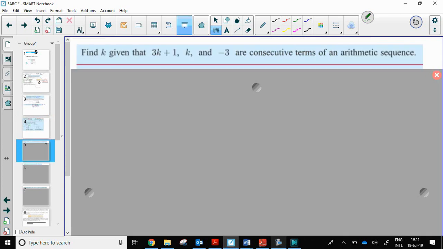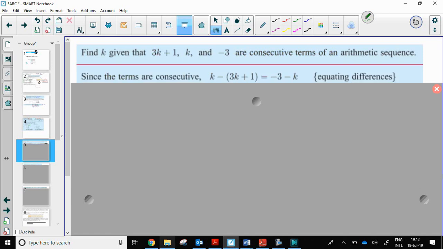A little more interesting here, now we don't actually have concrete values. We've got expressions with variables. We're told that these are in an arithmetic sequence. So anytime that I'm told 3 values are in an arithmetic sequence, I want to know what the common difference is. So we should start there and set the common differences equal to each other, and then realize, oh, hey, you know what? We can solve for k now.